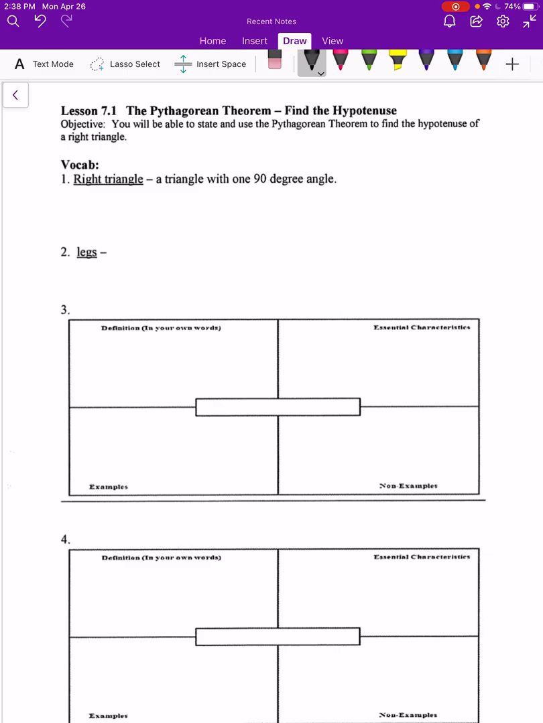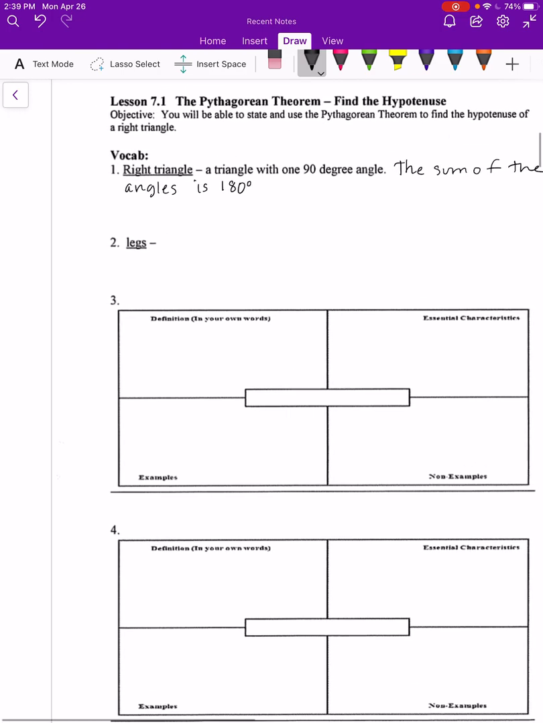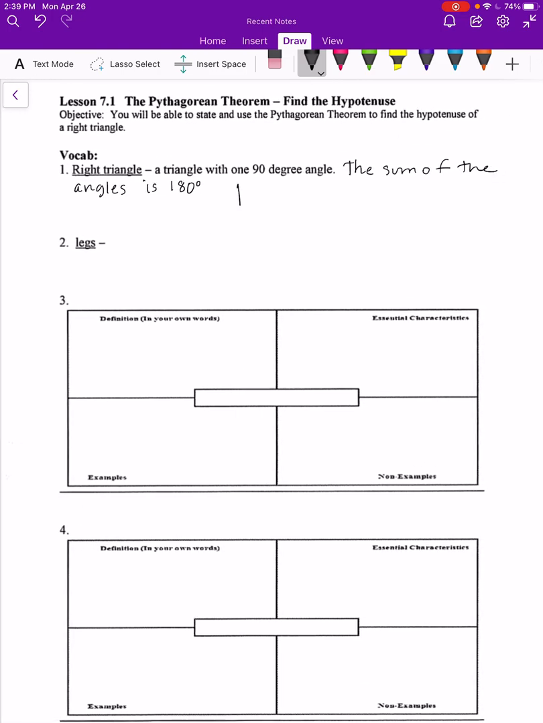So they're all based on right triangles. The right triangle is a triangle with one 90-degree angle. The sum, go ahead and write that in your notes, of the angles is 180 degrees. So sum means when you add all of the angles up. All right. So this is a right triangle, and you know it's a right triangle because it has a right angle. And if you know from before, they might put a little square in there like this, and that means 90 degrees.